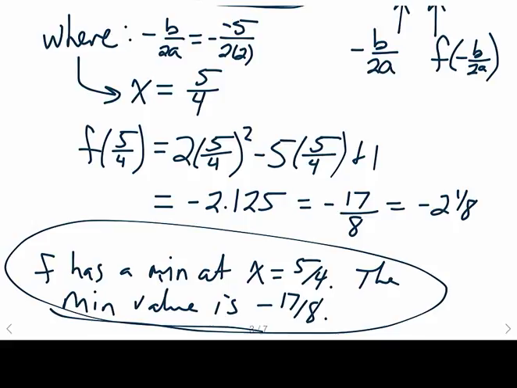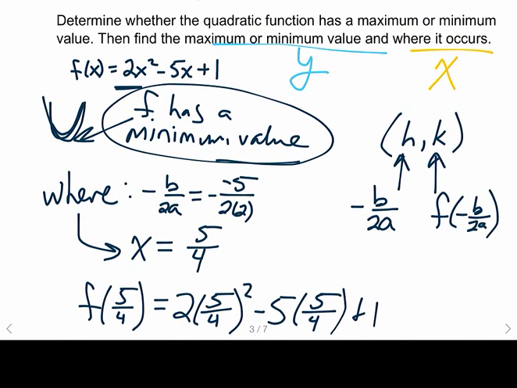So once again, where a minimum value occurs is an x question. What the minimum value is a y question. And this parabola had a minimum value because it opened up.